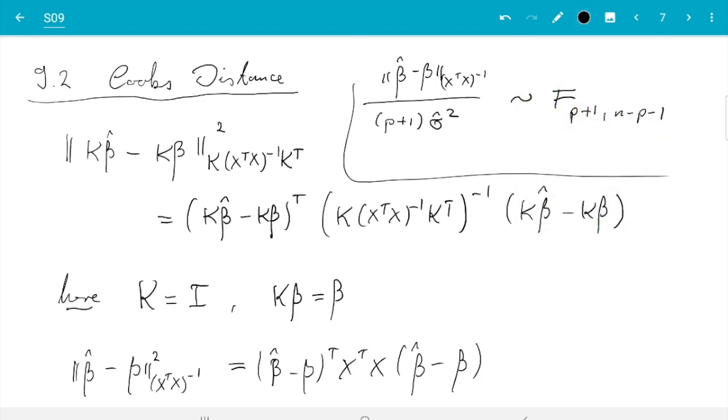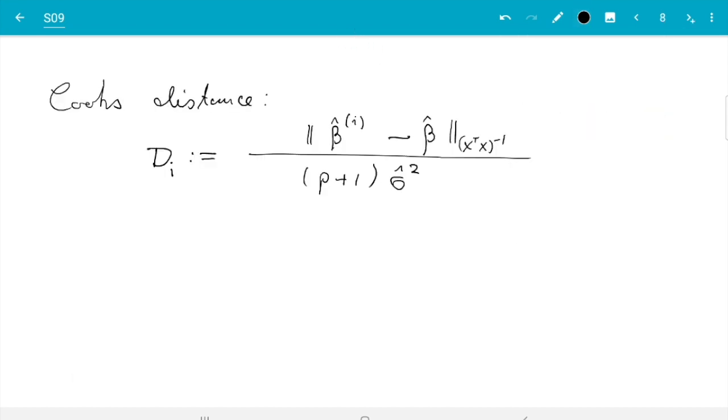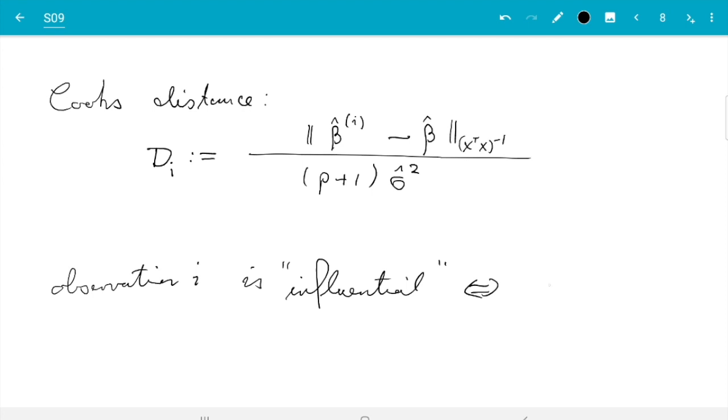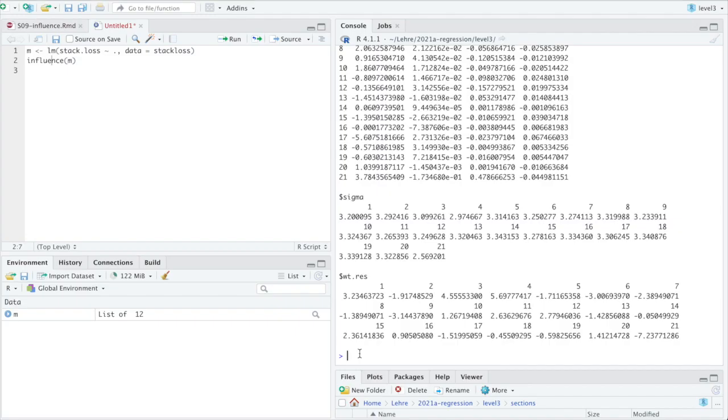So traditionally, some authors at least would say that observation i is influential if and only if D_i is bigger than 1. So one would think that is an observation which is important for computing the estimate, so one runs extra checking. Okay, so let us look at a quick numerical example.